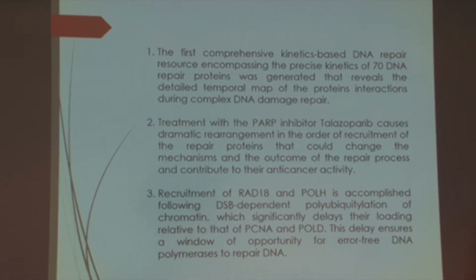Recruitment of RAD18 and POL-H is accomplished by double-strand break dependent polyubiquitination of the chromatin, which significantly delayed their loading relative to that of PCNA and POL-D. This delay ensures a window of opportunity for error-free DNA polymerases to repair DNA.